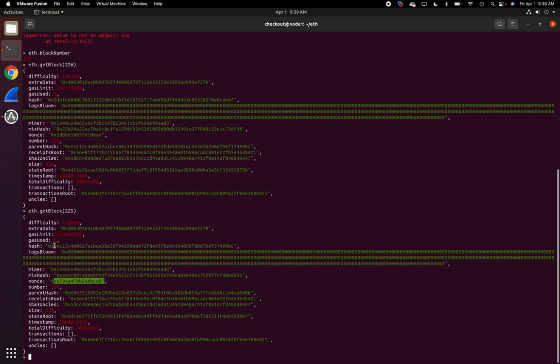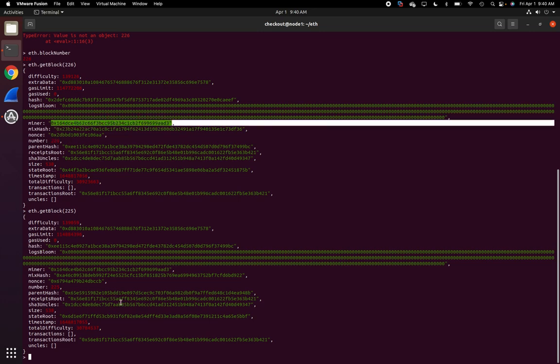But if we look at the hash of 225, it's 0xEE115C. We can trace that to block 226, the following block, by looking at the parent hash. And we look at the parent block, which is the previous block, and we can see that the 0xEE115C4 is also there. So that parent hash refers to this hash. So in this block 226, we have a parent hash, which is a pointer to the previous block's actual hash.